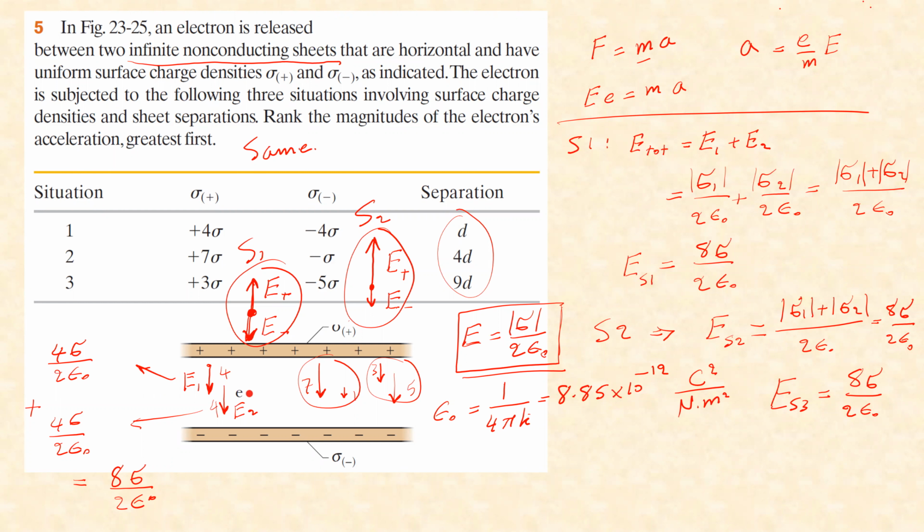In situation 3, E plus is 3, and E minus is 5. E plus is here. Of course, these are continuing here. E plus is 3, E minus is 5. So there's a balance that's downward. This is situation 3.